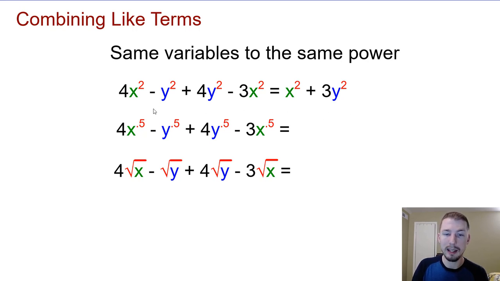Now, the exact same thing we do with looking for like terms: check to see if they have the same variable and to the same power. We do the same thing with radicals, because radicals are really just the half power. So it's the same thing, but instead of being to the 2nd power, it's now being to the half power. So the x to the 1/2 and the x to the 1/2 are the same, and so we can do the same thing as we did before, just with different powers.